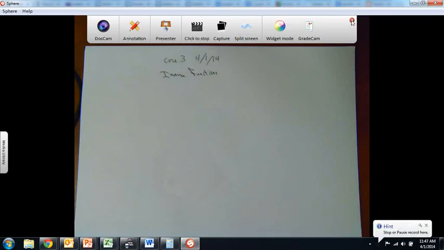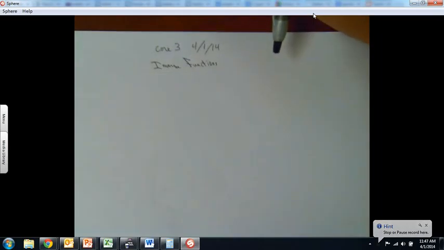Alright, today in Core 3, we looked at how to find inverse functions, starting with linear functions, which are going to be the easiest. So I'll just go right into it. A linear function, as you should know, is of the form y equals mx plus b.